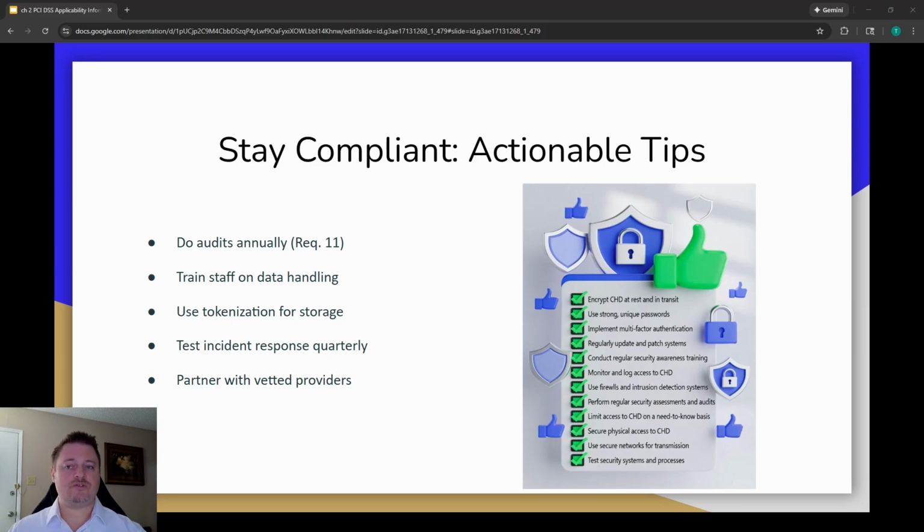Now, you could also start small by running a self-assessment questionnaire today called a SAQ-A. It's very small, 22 questions. The picture shows more checkboxes that you should follow as well.